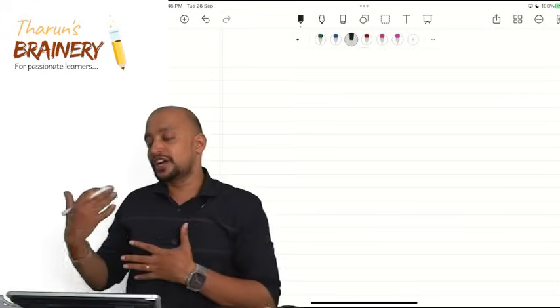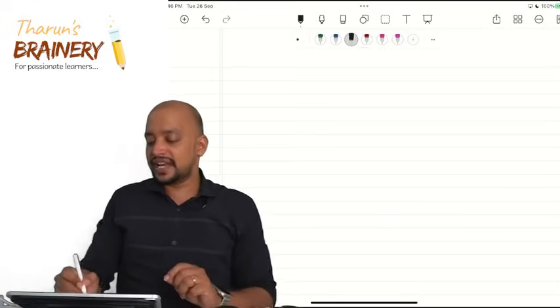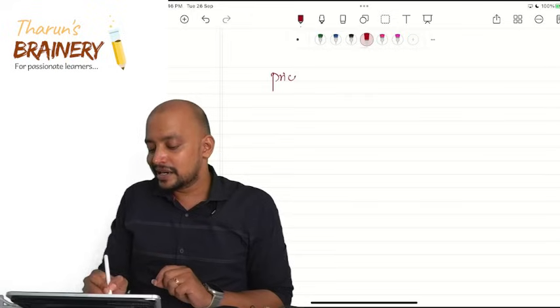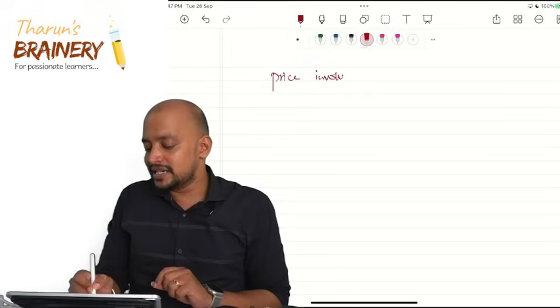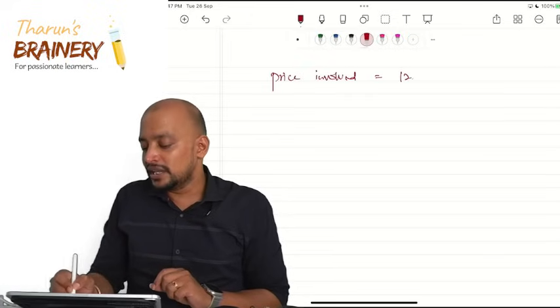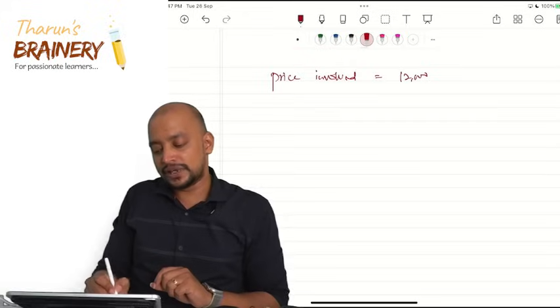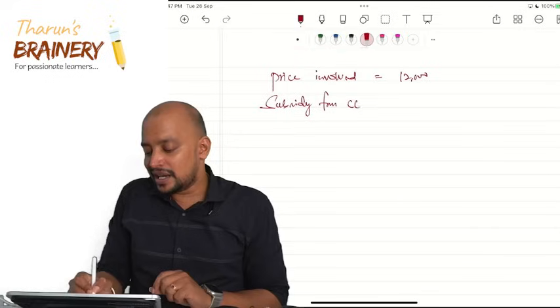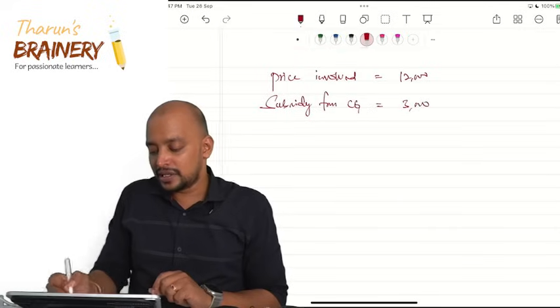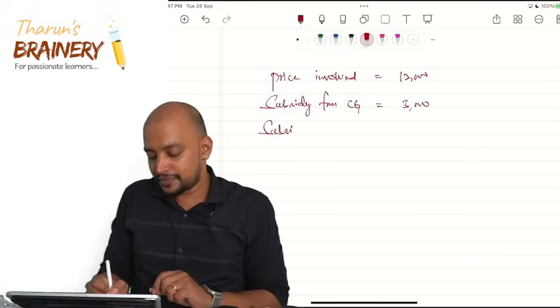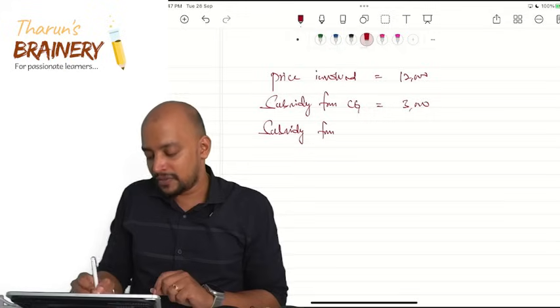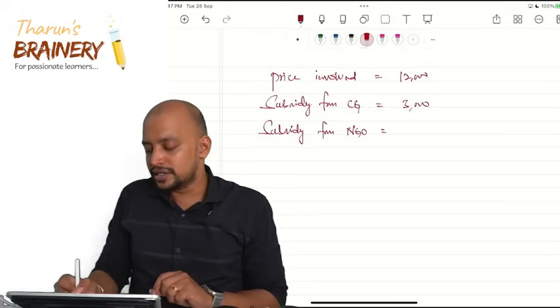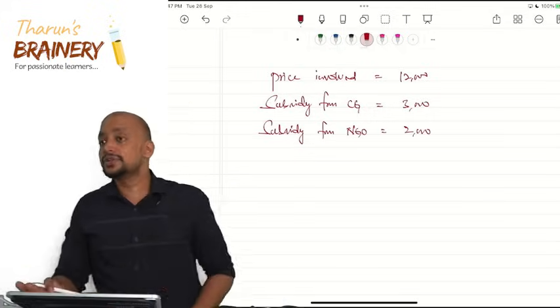So we have to take two assumptions. Say for example, the price involved is 12,000. Subsidy from central government is 3,000 and subsidy from NGO is 2,000. So this is how the question is given.